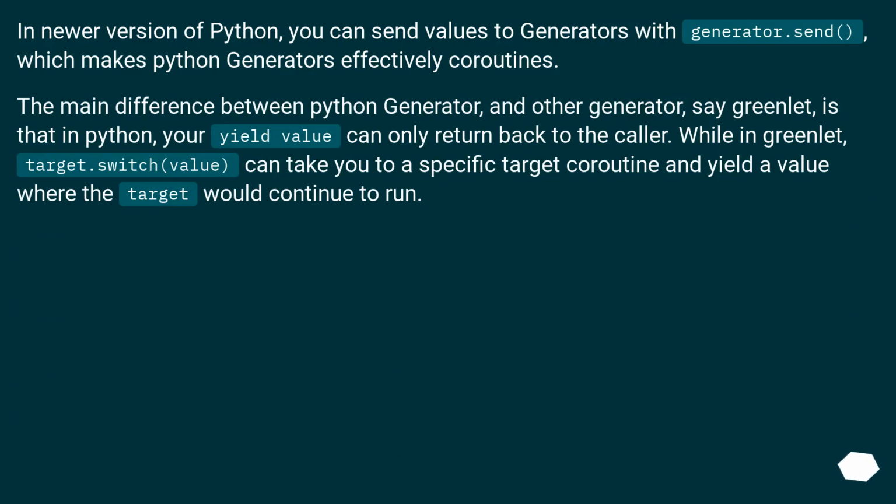In newer versions of Python, you can send values to generators with generator.send, which makes Python generators effectively coroutines. The main difference between a Python generator and other generators, say greenlet, is that in Python, your yield value can only return back to the caller. While in greenlet, target.switch value can take you to a specific target coroutine and yield a value where the target would continue to run.